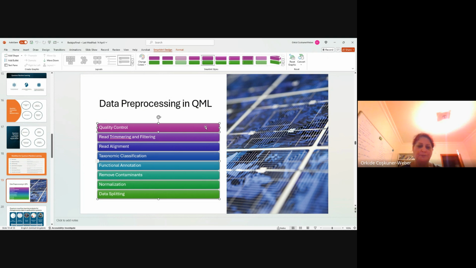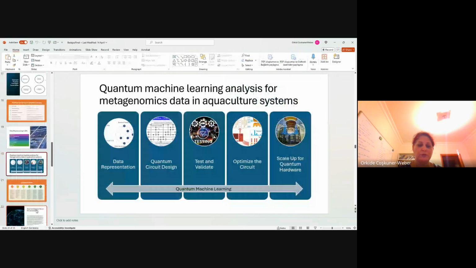So, quantum machine learning analysis for metagenomics data in aquaculture systems includes data representation, meaning convert the pre-processed data into a suitable format for quantum machine learning analysis. This may involve encoding taxonomic information, functional annotations, or other microbial features into quantum computational states, which is qubits, to represent the biological data effectively. This step involves feature encoding and quantum state encoding.